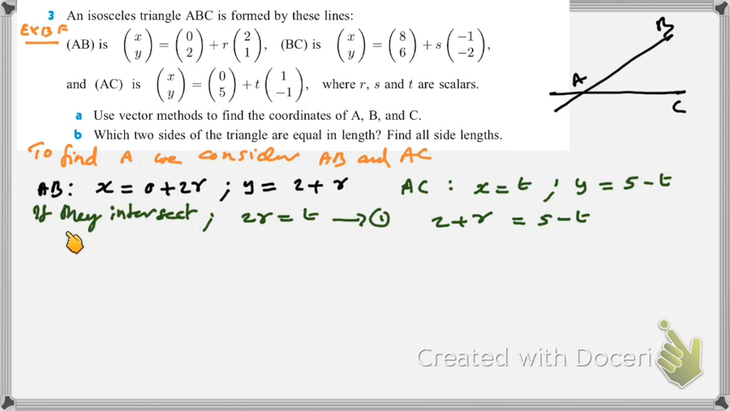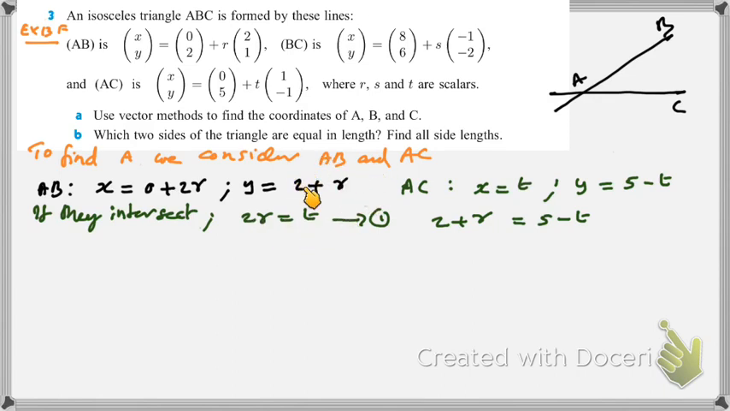Now, if the 2 lines intersect, then there will be a common point between the 2 lines. The point where they intersect will be common to both the lines. So they will share the same x coordinate and the y coordinate at the point of intersection. So if these 2 lines intersect, then the x coordinate from AB has to be equal to the x coordinate from AC for a specific value of t and r. So I'm going to say 0 plus 2r, which is 2r, is equal to t. I equate the x coordinates.